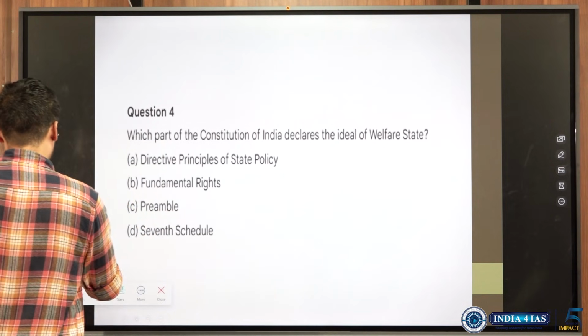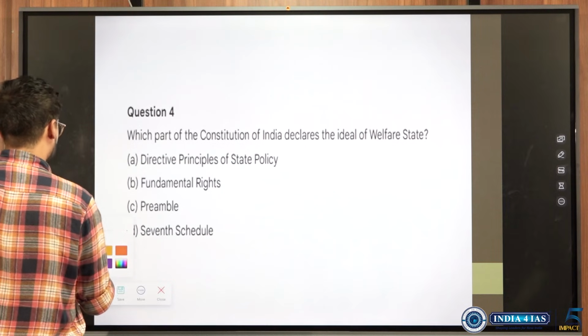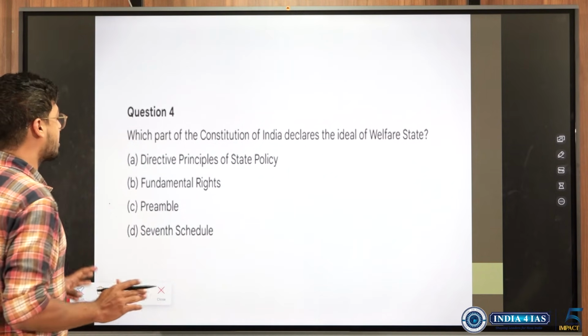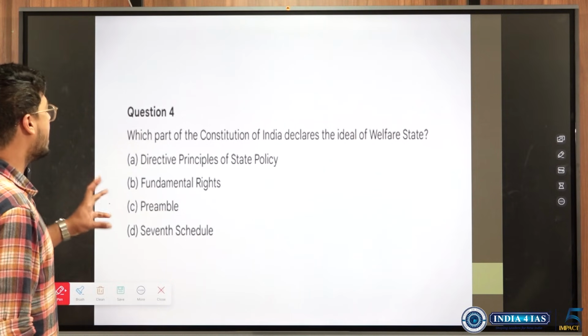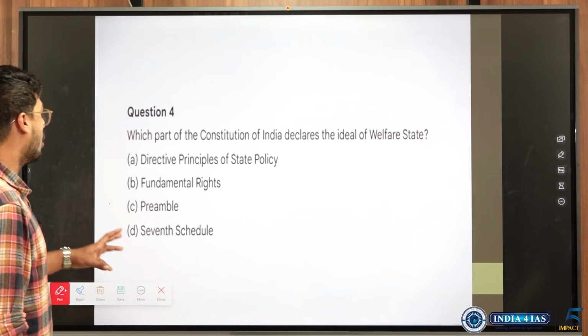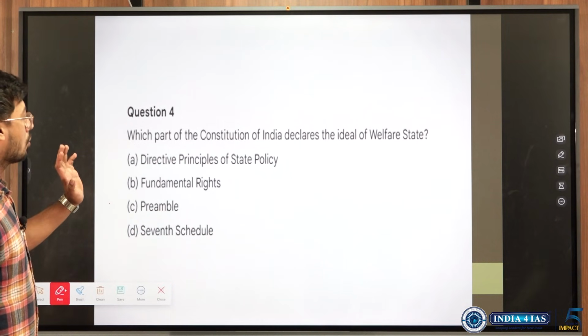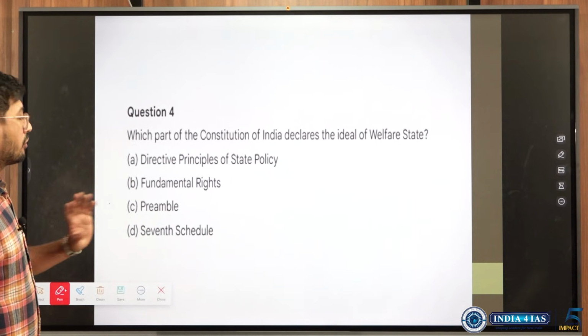Okay, we'll move to question number 4. Which part of the Constitution declares the idea of welfare state? Option A, DPSP, option B, fundamental rights, option C, preamble, and option D, 7th schedule. Which part declares the ideal of welfare state?